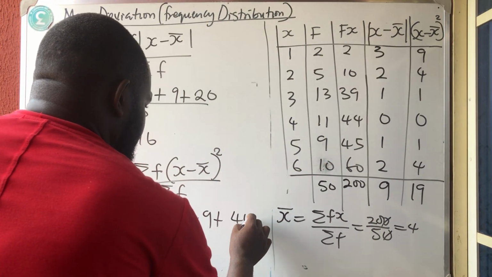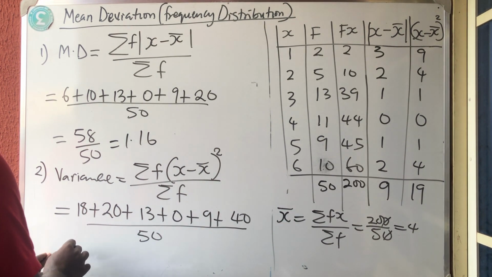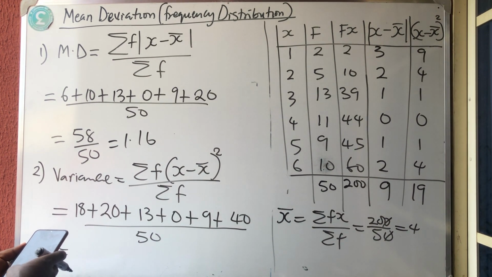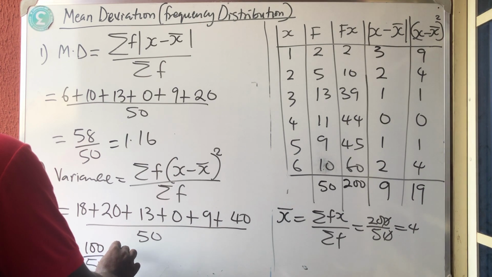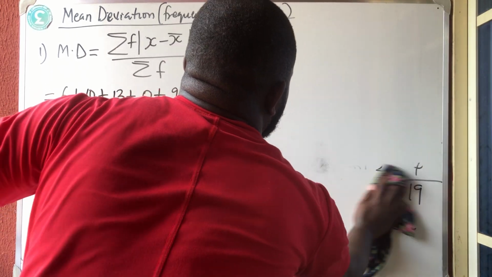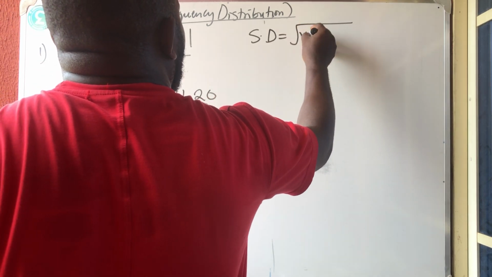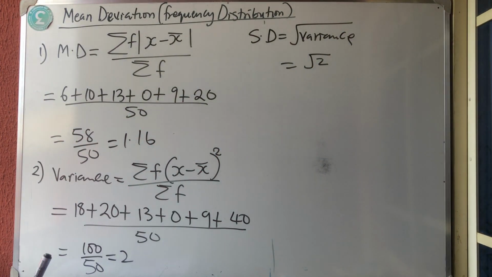this time this is what? 40. Then everybody divided by what? 50, which is summation f. Okay, so let's do that. I'm going to have 18 plus 20 plus 13 plus 0 plus 9 plus 40. Everything gave me 100. 100 divided by 50. So I'm having what? 2. My variance is 2. So since my variance is 2, getting my standard deviation will now be very simple. My standard deviation is simply the square root of variance, which is what? Root 2. And that's all. So that is that.